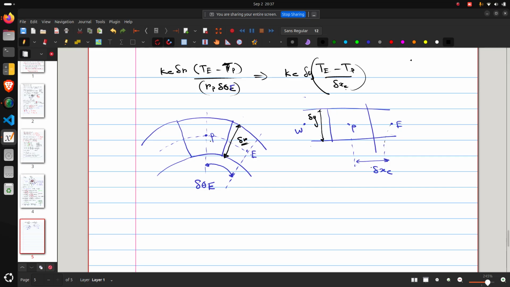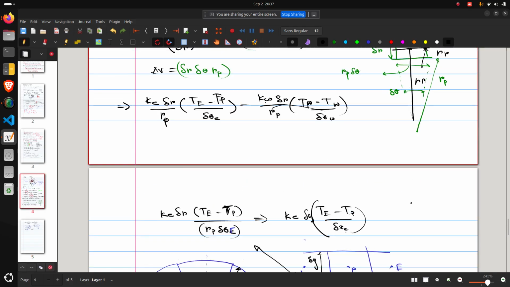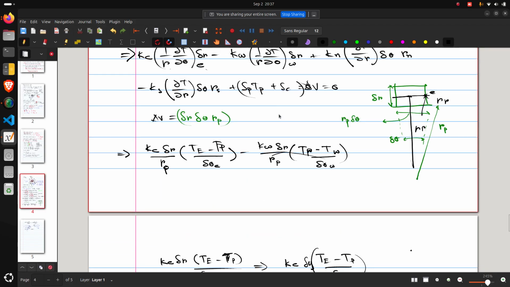So this is the length that we need, right? So what is this actually? This is nothing but the radius, which is r capital P, times the del theta, which is nothing but rp del theta capital E, right, which goes into here. Okay, now you see the relationship between the Cartesian coordinate system and the polar coordinate system, right? So it is quite straightforward now.